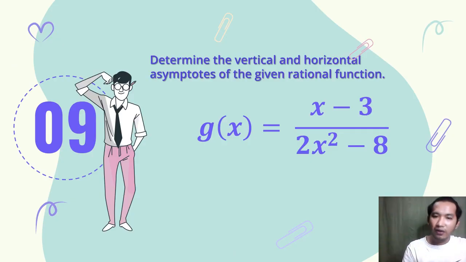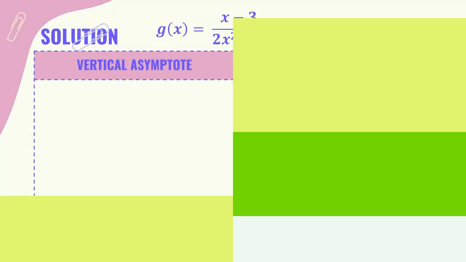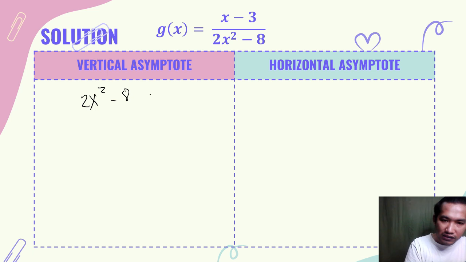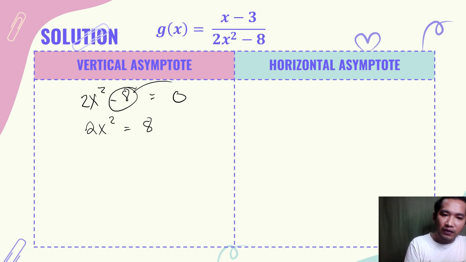Determine the vertical asymptote and the horizontal asymptote of the given rational function g of x is equal to x minus 3 all over 2x squared minus 8. So let's determine first what is the vertical asymptote. We will equate the denominator of the function to 0. That is 2x squared minus 8 is equal to 0. Transpose negative 8 to the other side of the equation, we will now have 2x squared is equal to positive 8. We will divide both sides by 2.